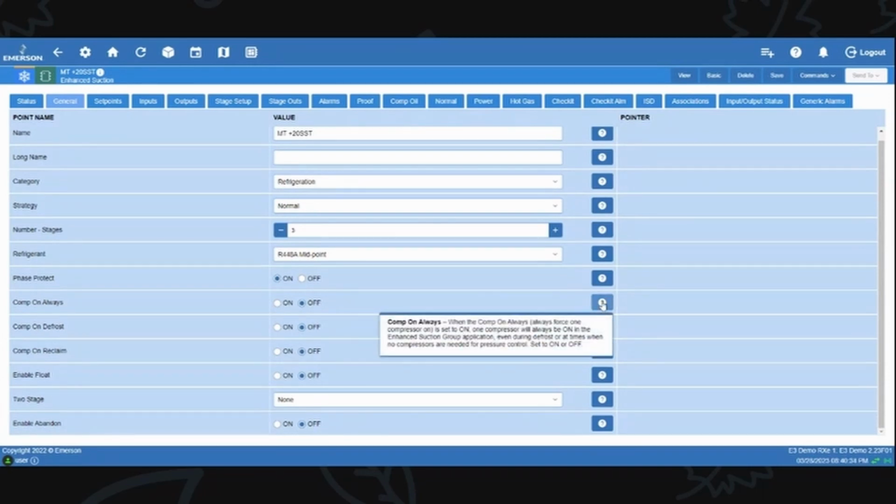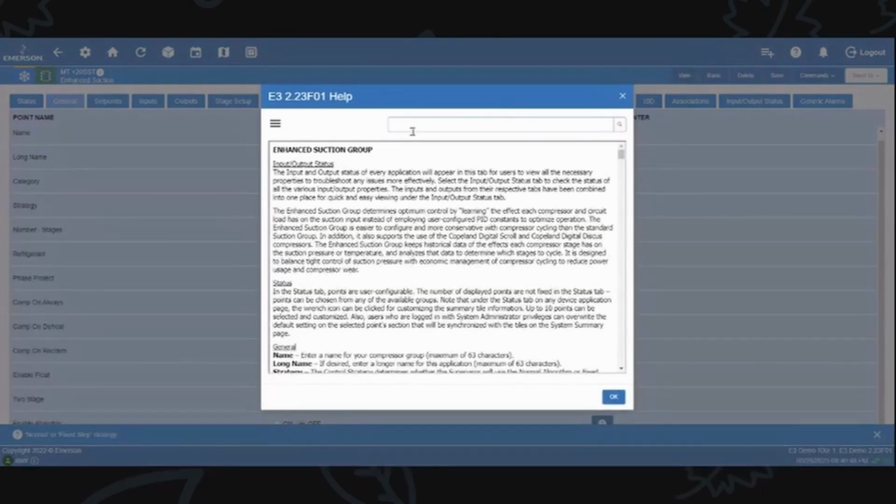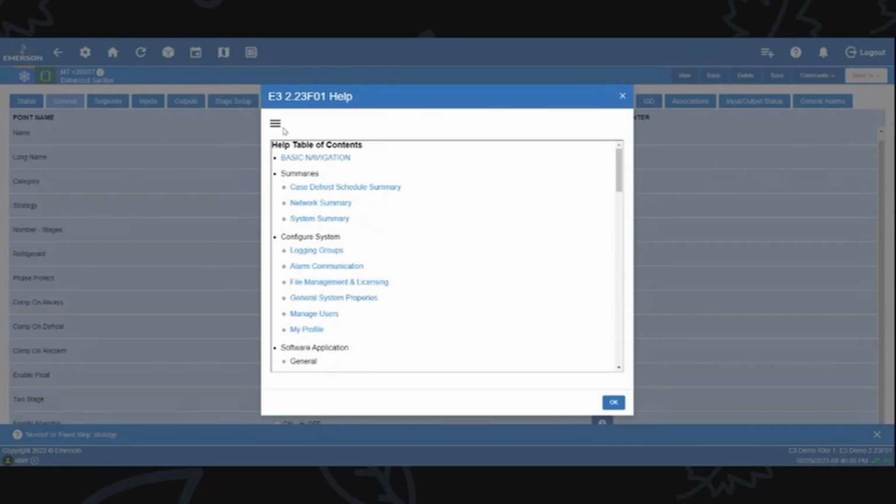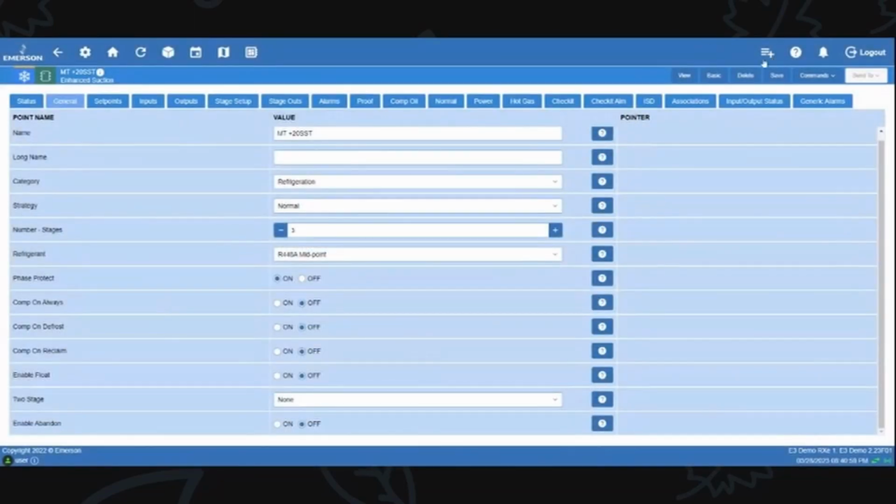Again, you got a little tooltip. Let's say if you don't really know what comp on always means, you can hit the question mark on the right-hand side, and it'll give you a little more info. Aside from the individual tooltips, the help guide built into it is pretty heavy. You have various categories you can look up, or you can just enter keywords. Enable flow, we'll keep all this off. So this, again, is kind of common to an E2.